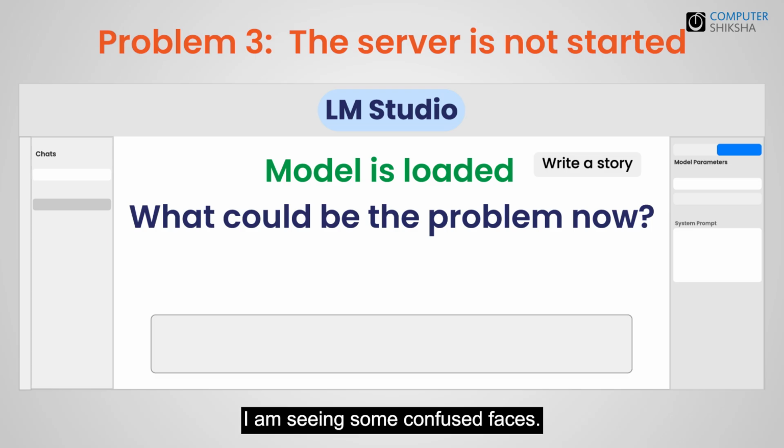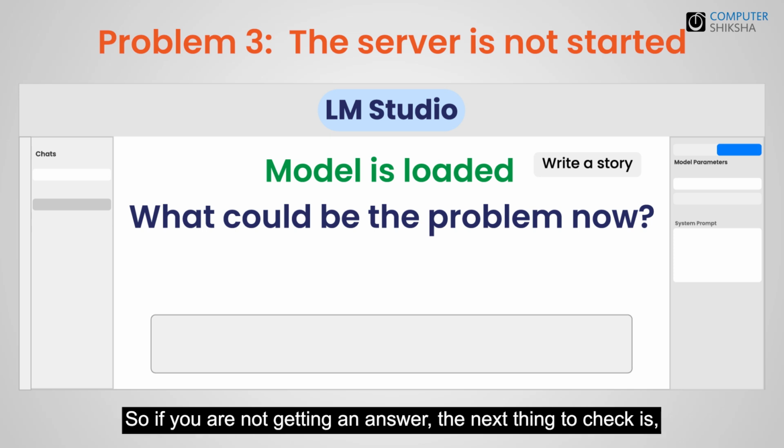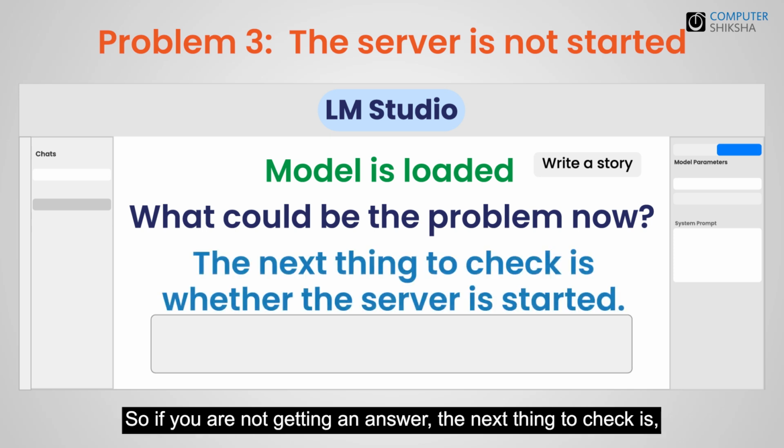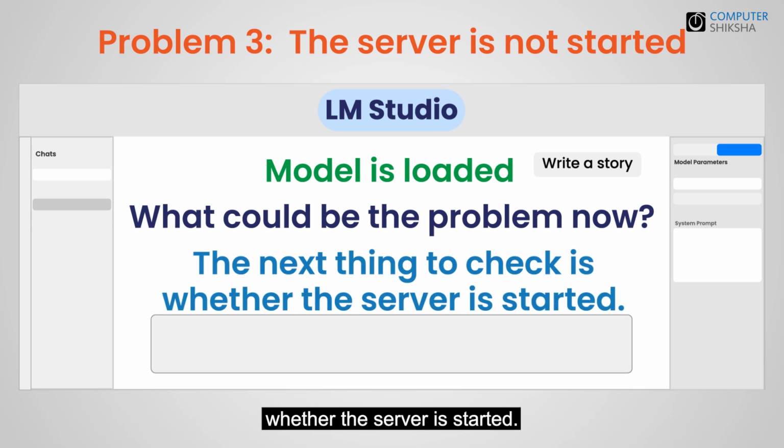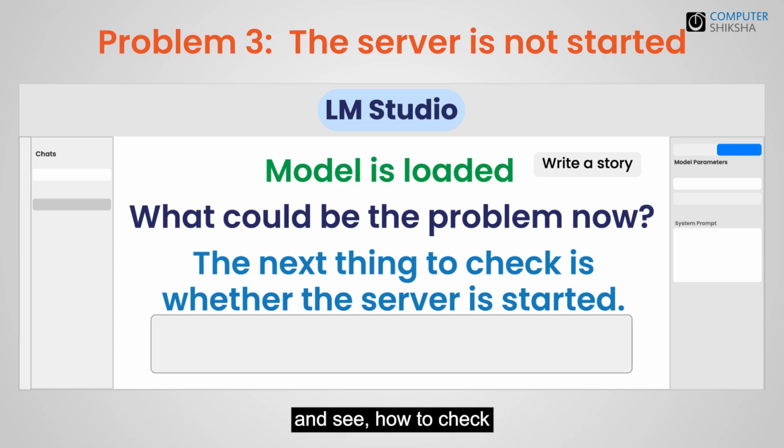I am seeing some confused faces. No problem, students. Let us look at this setting again. LM Studio helps in talking with VS Code. So if you are not getting an answer, the next thing to check is whether the server is started. Students, now let us go back to the LM Studio screen and see how to check whether the server is on or off.